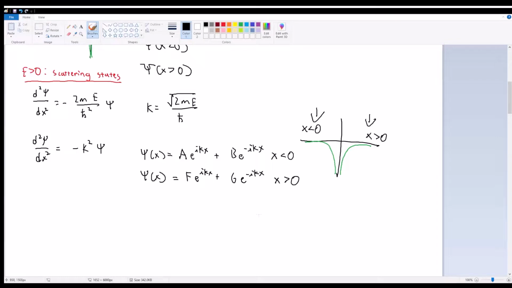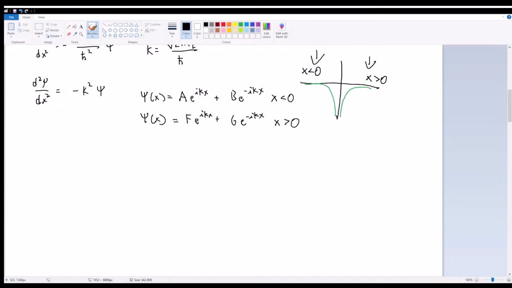Now, to actually join these two together and start solving for these constants, we can employ the boundary conditions that we have. The first one is that psi is continuous. The joining point is at x equals 0, where all the exponentials equal 1. So condition 1 is really telling us that A plus B has to equal F plus G.